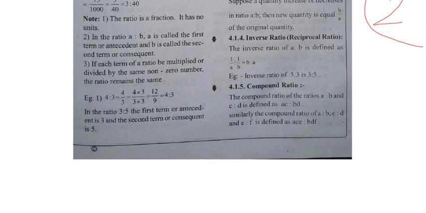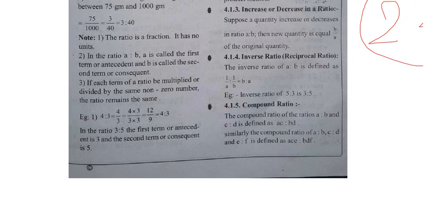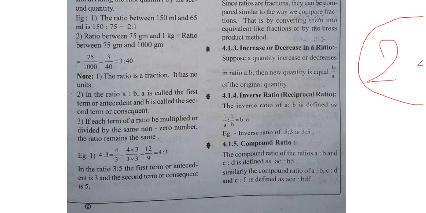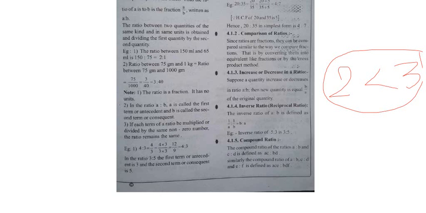Then the next thing is, I will zoom out once. Comparison of ratios, the first one, is completed. Then increase or decrease of ratio. Yes, increase or decrease means what? Suppose a quantity increases or decreases in the ratio A is to B, then the new quantity is equal to B by A of the original. B by A of the original.